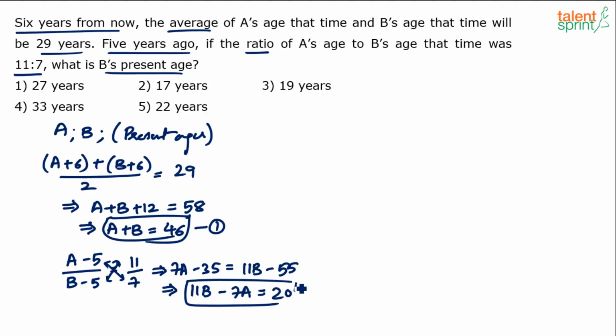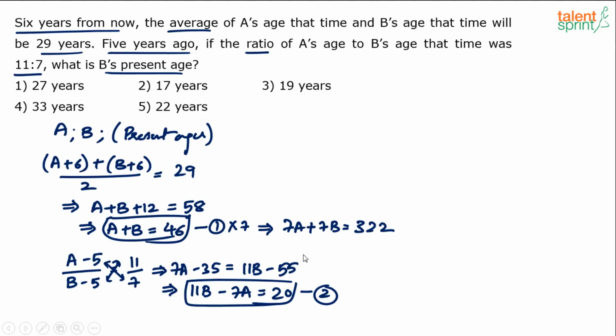This is the second equation. Two equations and two variables, can you solve? He's asking us to find B's present age, so you have to solve for B. 7A minus 35 equals 11B minus 55, which means 11B minus 7A equals 55 minus 35, 20. Equation 1, equation 2. How do you solve for B? Let's multiply the first equation by 7. We get 7A plus 7B equals 46 times 7. 40 into 7 is 280, 6 into 7 is 42, so 322.